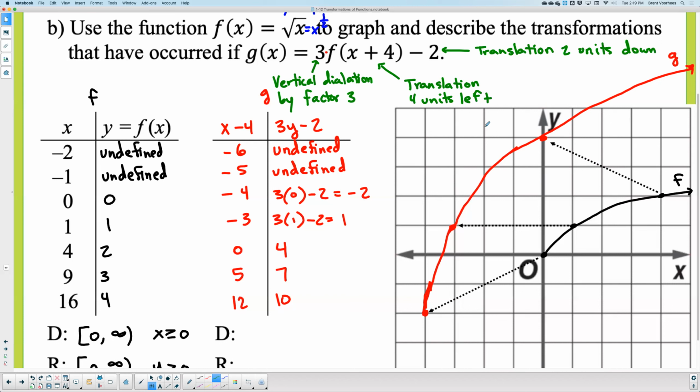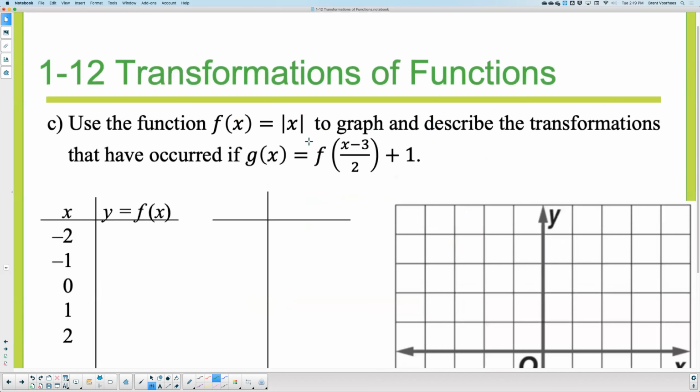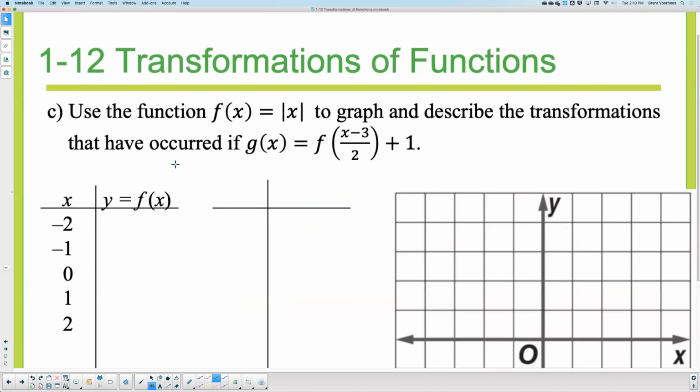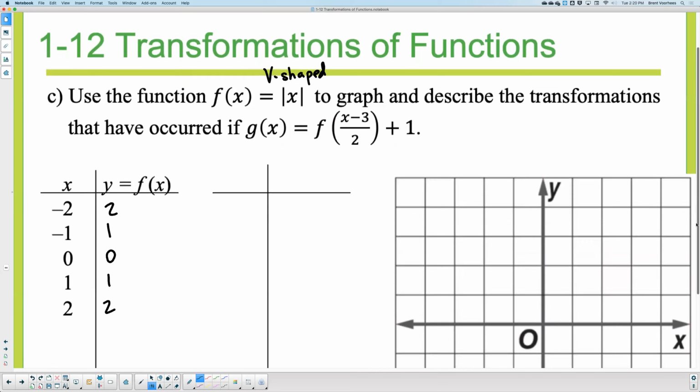There you go. All right, I'm going to do one more time, see if we can get a hand cramp, and then I'll let you try one. What can you tell me about the shape of this equation here? It's a V. This is V-shaped. Absolute value. So it's V-shaped. So what happens when you take the absolute value of -2? 2. What about the absolute value of -1? 1. Absolute value of 0? 0. Absolute value of 1? 1. Absolute value of 2? 2. So we should get a V that goes through these points.